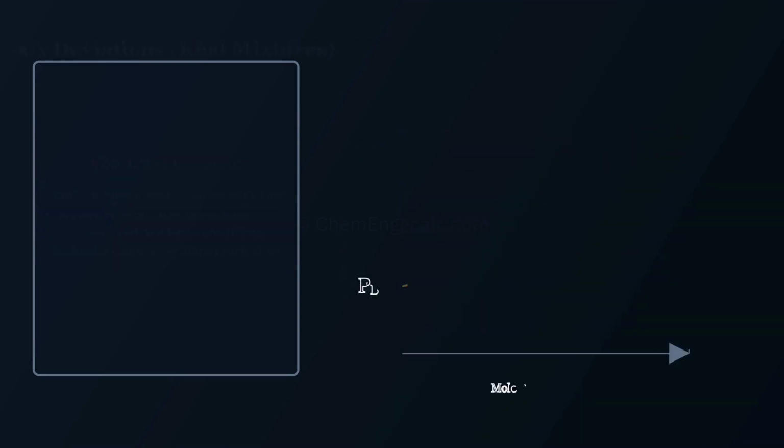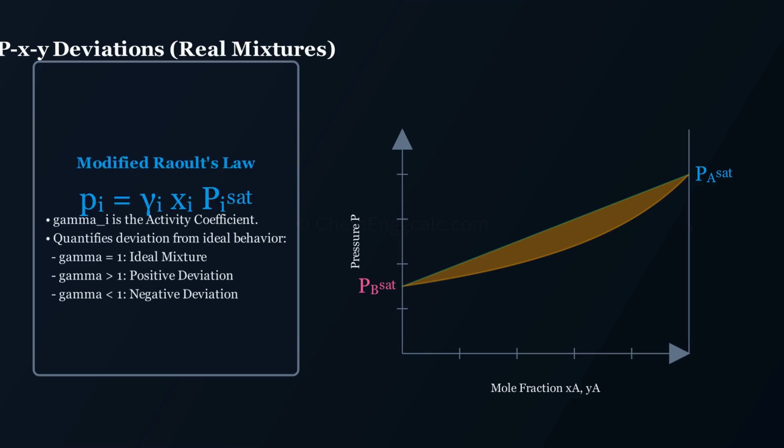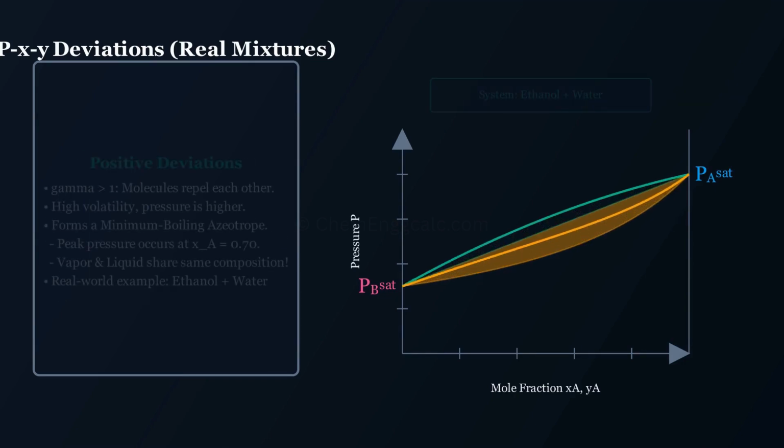In the real world, most mixtures deviate from Raoult's law due to unequal intermolecular forces between different molecules. We correct for this using the activity coefficient, gamma. When gamma is greater than 1, different molecules repel each other, creating a positive deviation. This repulsion raises the vapor pressure.